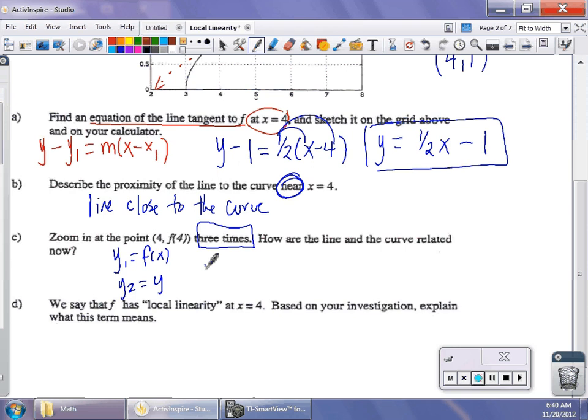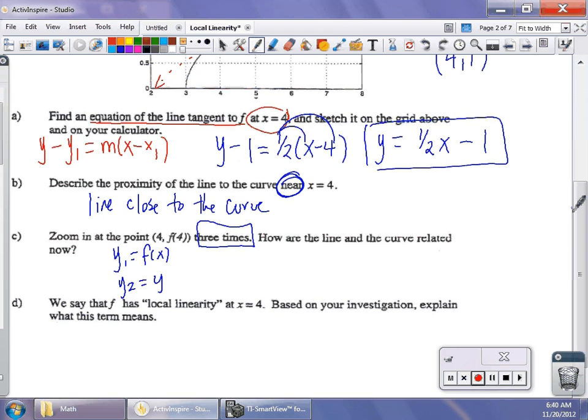They coincide, so to speak, because you were very, very near that point. You can do that on your own if you want to go back and refresh that. Letter D says we say that f, the original function, has local linearity at x equal to 4.